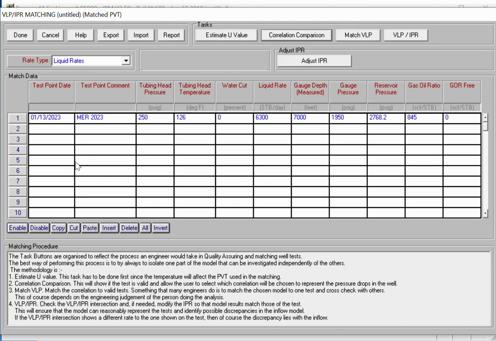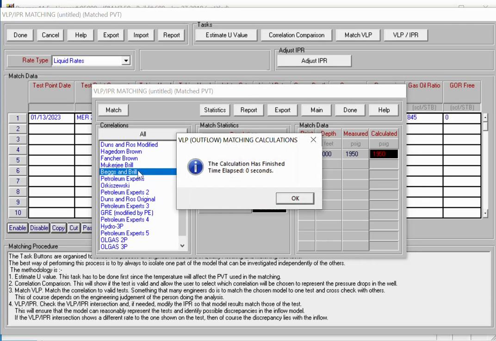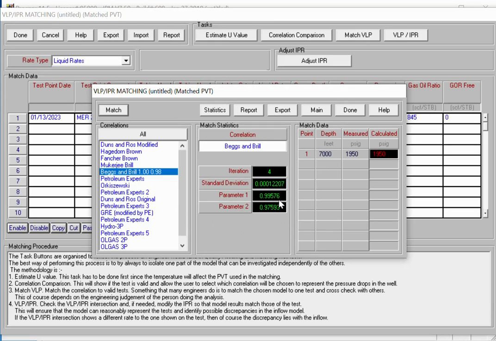Okay, so for now I just have one test, that's why I'm using that, and I pray that the result I got here was actually correct. But for now we'll assume this test was performed diligently by the best hands, and then we had the best result. And then the next thing is to match our VLP. So I'm gonna do match. I'm using Beggs and Brill because that's what gives us the best results, and of course it's giving us the exact match. So the measured and the calculated are the same. So good for us. So that's done.